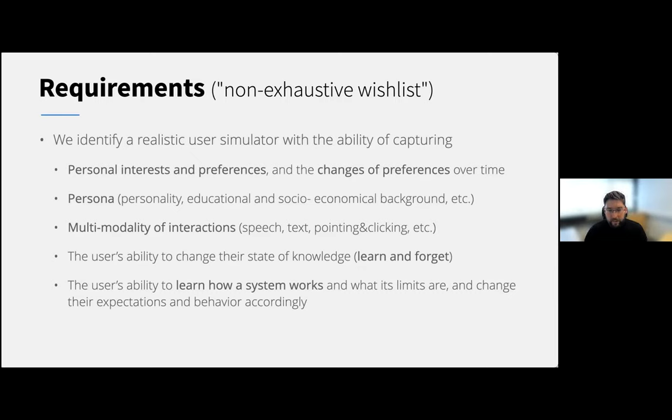Users can learn and forget. And importantly, users also learn in practice how a system works, what its limitations are, and they try to work their way around that. And that's very important to consider in simulation. What happens often is that with a new system, users try to push the boundaries of the system and see what it can and cannot do. And then later on, they will not try the things that didn't work in the past.